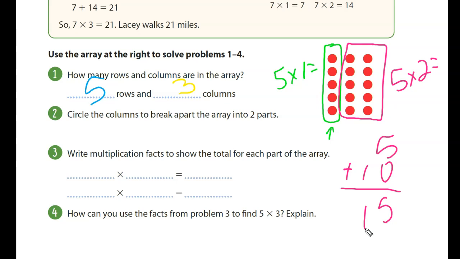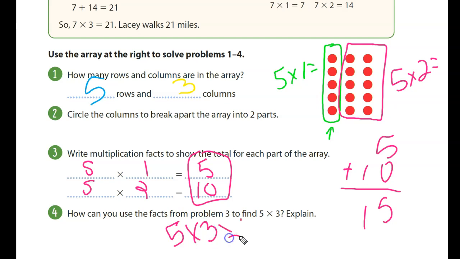It says write multiplication facts to show the total for each part. So we already did. We did 5 times 1. And then what was the other multiplication fact? 5 times 2. So 5 times 1 is 5. 5 times 2 is 10. Okay, how can I use the facts from problem 3 to find 5 times 3? Well, just add all these together. And I get 15. So that tells me that 5 times 3 equals 15.